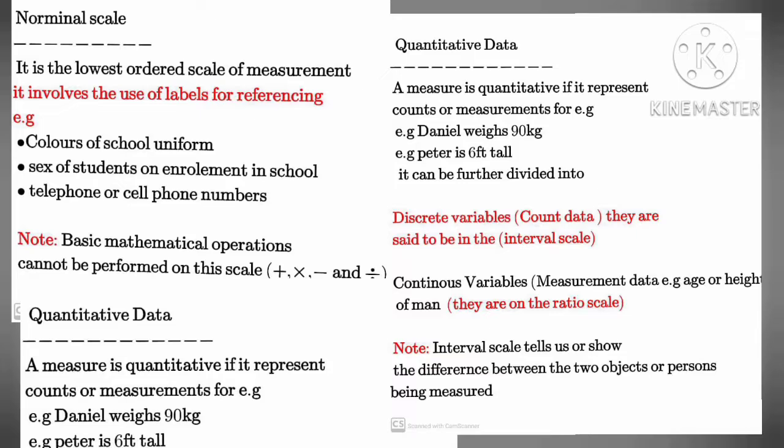And for the ordinal scale, ordinal scale is the second lowest order scale of measurement. So it recognizes and allows for ordering or ranking of individuals with reference to traits. So that is that for the nominal scale. That is that for the ordinal scale.